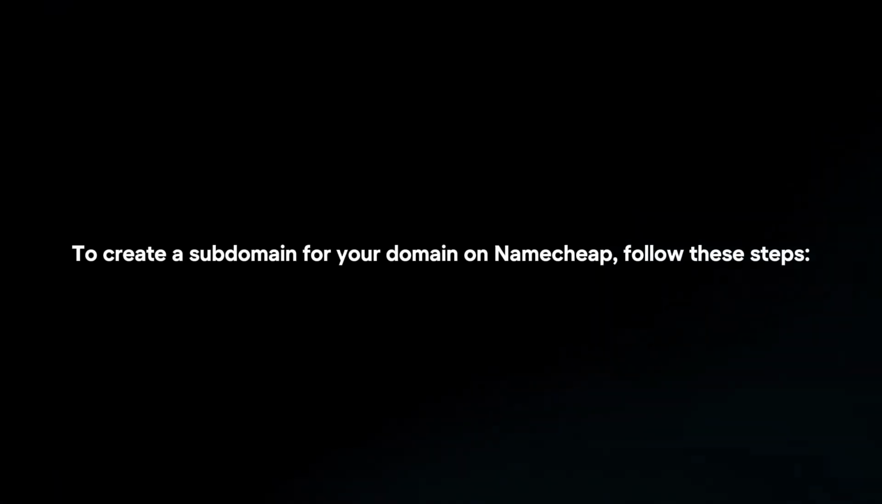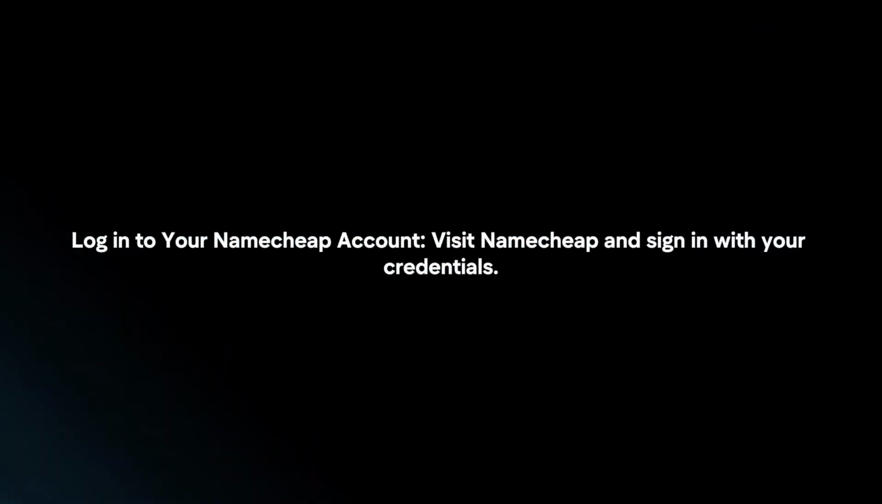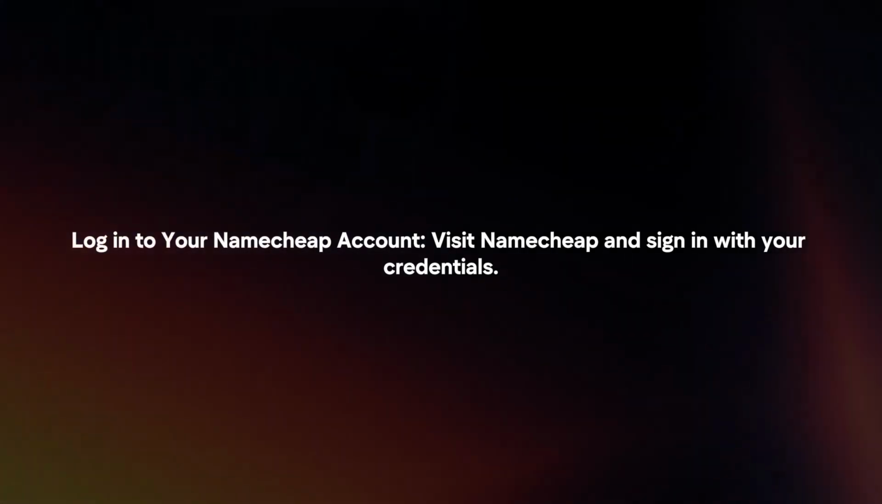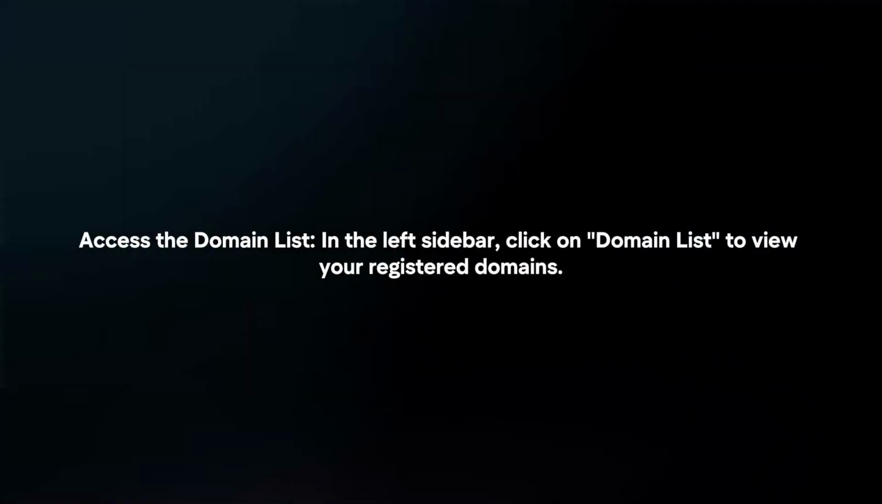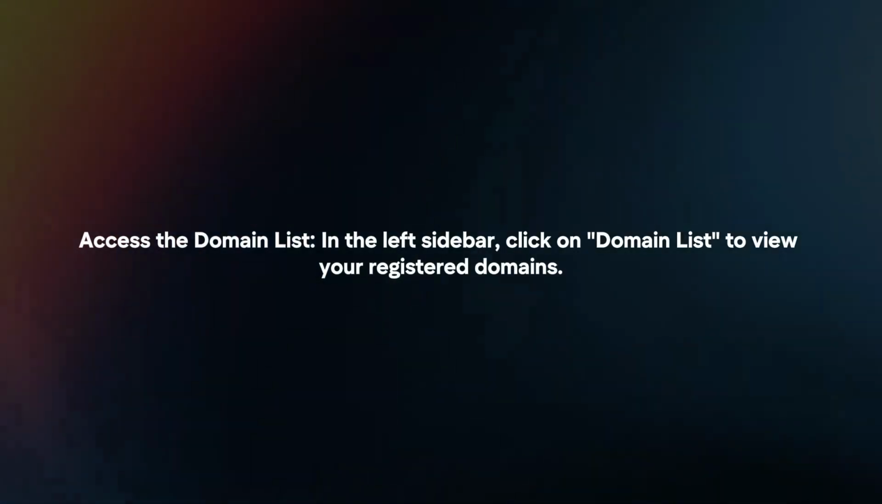To create a subdomain for your domain on Namecheap, follow these steps. Log into your Namecheap account. Visit Namecheap and sign in with your credentials. Access the domain list. In the left sidebar, click on Domain List to view your registered domains.